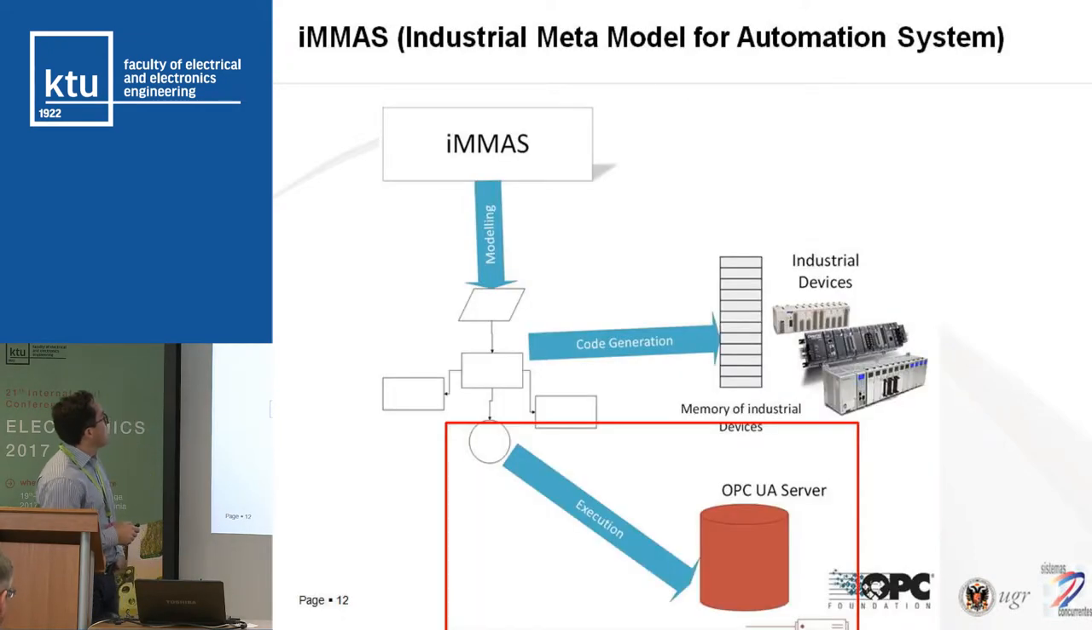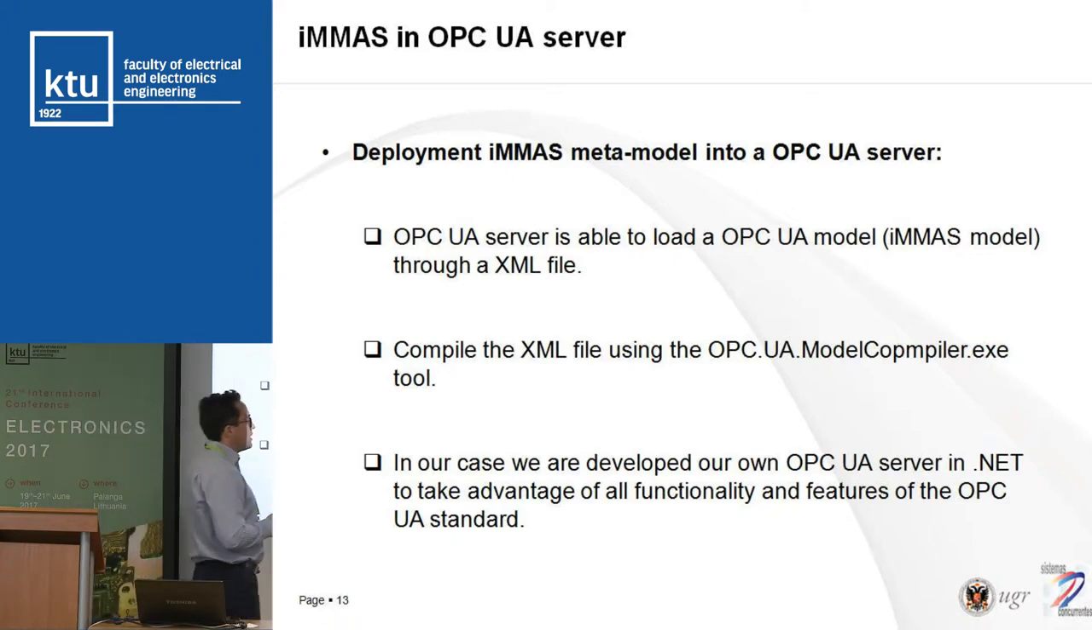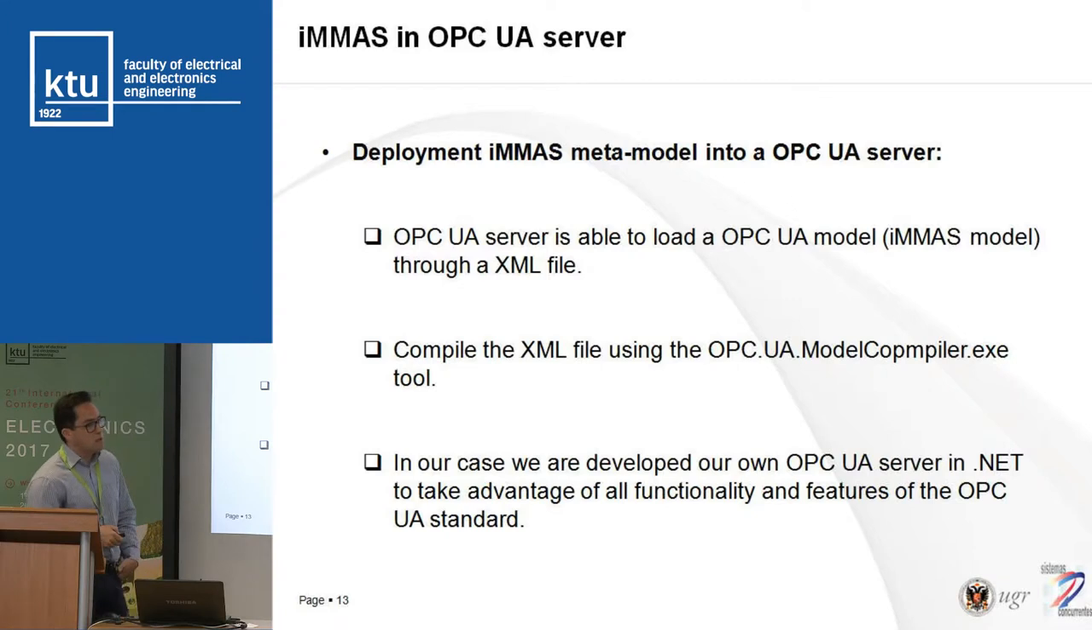Okay. Right now we are focusing on deployment. I'm asking the OPC web server, and for this, we first need to translate the metamodel of IMAS into an XML file. After that, we need to compile this file, and in our case, we are developing a specific OPC web server in .NET, because all the products that we have in the market are not complete from the point of view of the metamodel, the commercial products. So at the end, we decided to develop our OPC UA server.